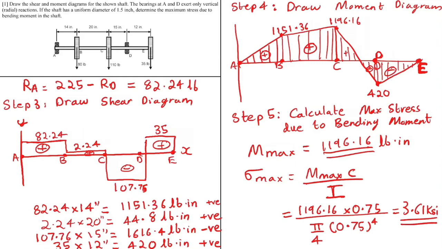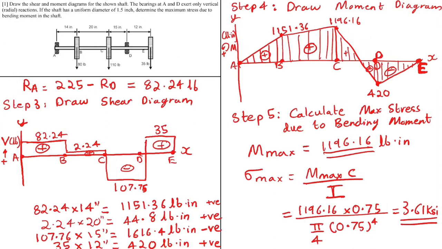I had forgotten to label the shear force diagram and the moment diagram. In the shear force diagram, this is the shear force in pounds, and we assume upward as positive. In the moment diagram, we assume counterclockwise positive. This is M, and the units are pound-inches. And again, this is the x-axis and y-axis.